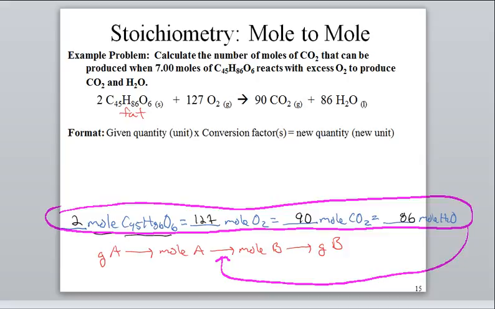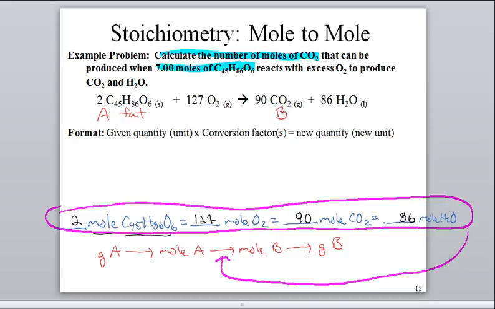So read the problem, pause the video, and on the chemical reaction, label which one is considered our A and which one is considered our B. So, as you read through the problem, you have 7 moles of the fat molecule. That's our A. And if you read through the rest of it, calculate the number of CO2 molecules. CO2 is our B. So it just so happens in this particular problem, the A molecule is on the reactant side and the B molecule is on the product side.